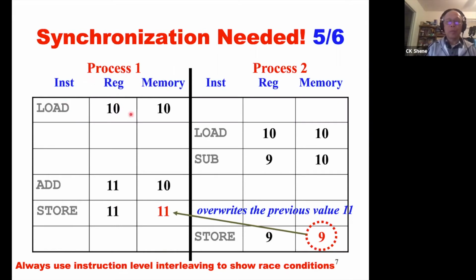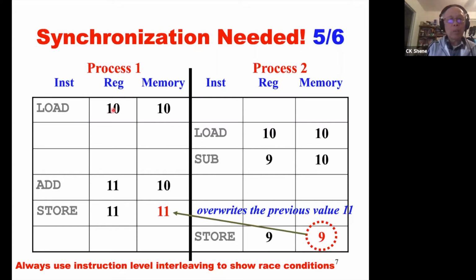Now, please follow me. If the CPU scheduler picks process 1 to run first, then process 1 loads the value of count in memory, which is 10, into the register.